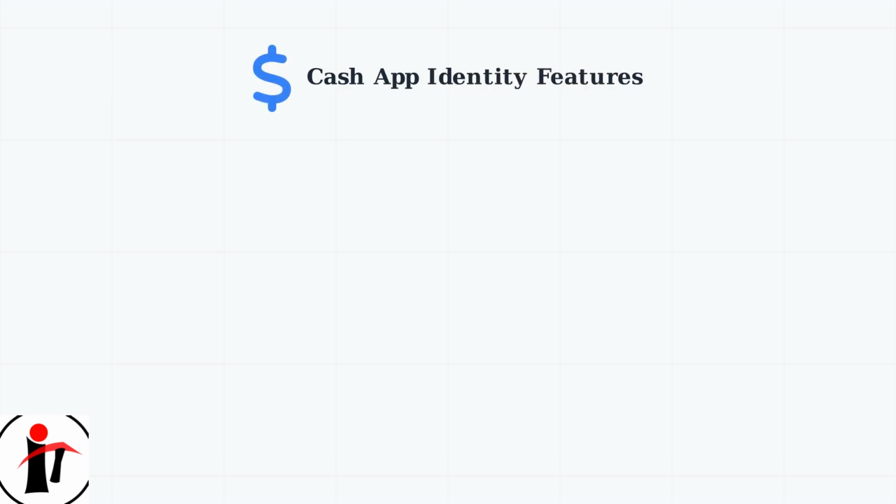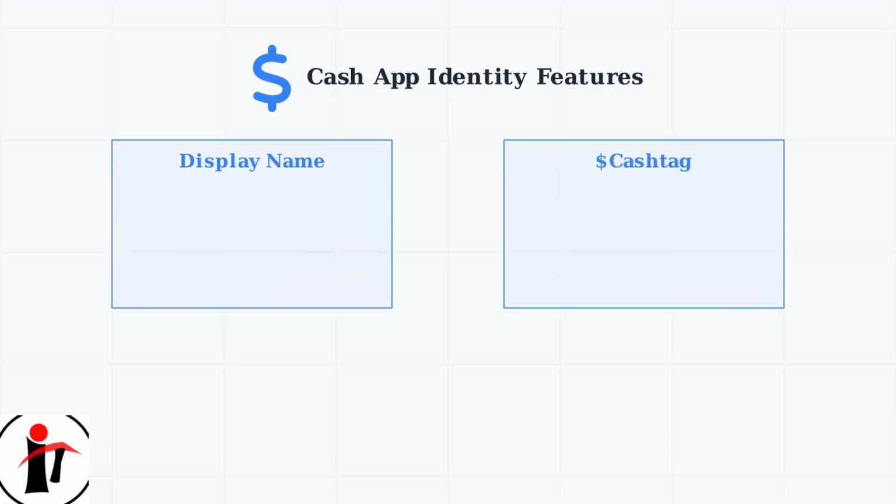Cash App allows you to customize your identity through two key features that work differently and have distinct purposes. The first feature is your display name, and the second is your dollar cash tag. Each serves a different purpose and has different rules for changes. Your display name is what other users see when you send or receive money. It can be changed easily and should match your legal name for verification purposes.